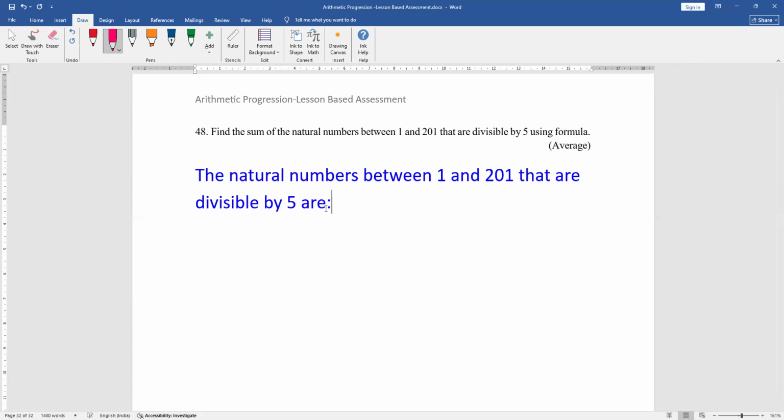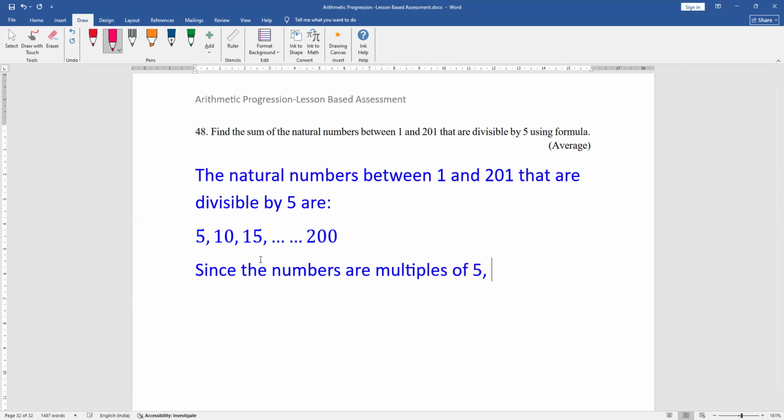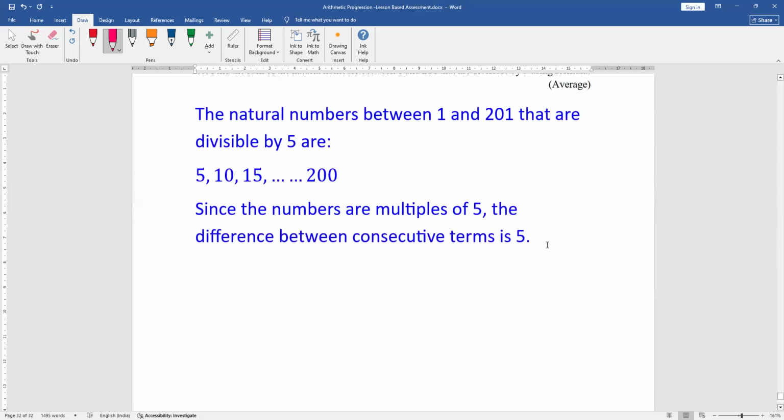It is 5, 10, 15, so on up to 200. Okay. Now in my next sentence, write: since the numbers are multiples of 5, the difference between consecutive terms is 5. Okay, so last time the difference between consecutive terms was 3. This time the consecutive term difference is 5. Okay, so I'm writing in a different style.